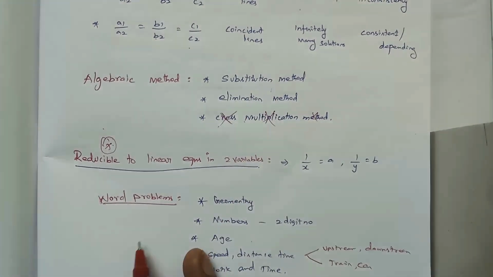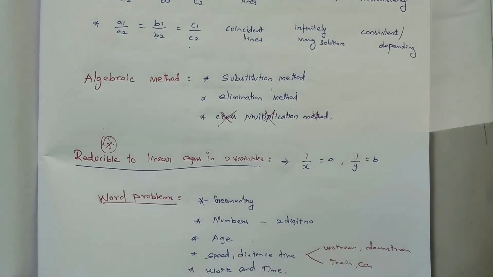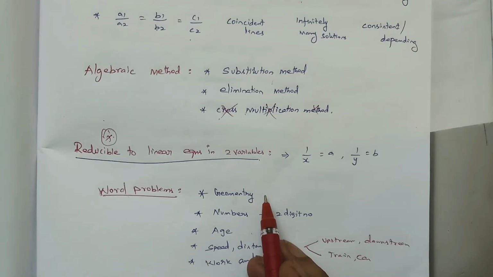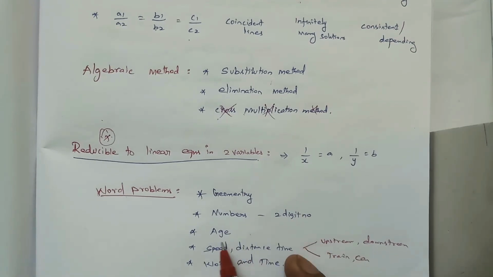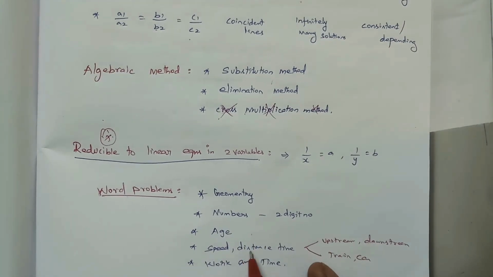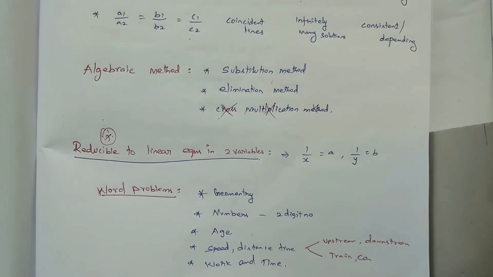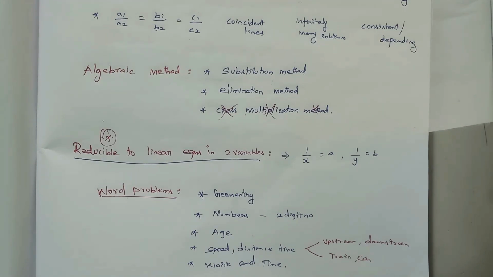Next, word problems. In word problems, we have five types. One is geometry based problems. Next is number based problems, age based problems, and speed, distance, time. In speed, distance, time, we have upstream, downstream, train, car, and so many things. And the last one is work and time. So practice more on all the word problems, because we can expect sums from word problems.